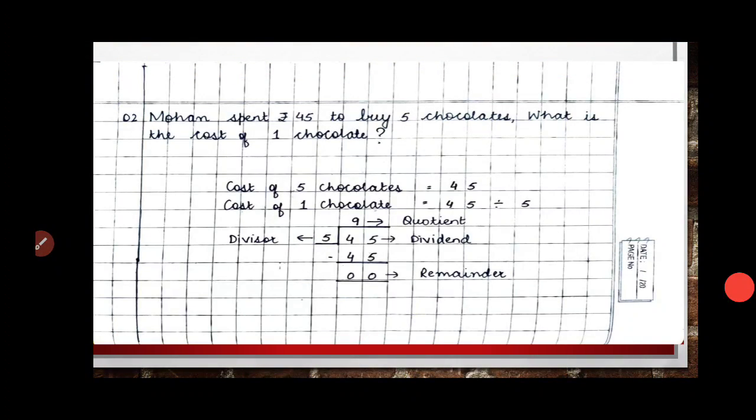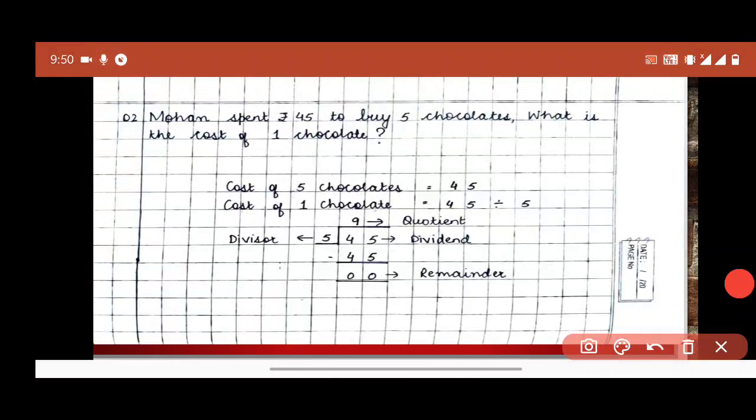Let's have a look at another question now. Mohan spent 45 rupees to buy 5 chocolates. What is the cost of 1 chocolate? Children, let's circle the numbers first. Over here, Mohan spent 45 rupees to buy 5 chocolates. So in order to buy 5 chocolates, Mohan spent 45 rupees.